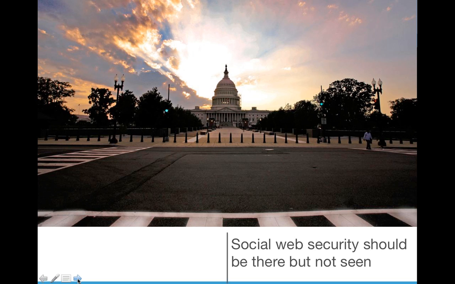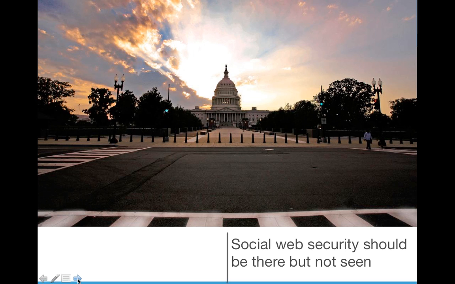And that's the way good social web security should be. It should be there, but it really shouldn't impact the relationship between the customer and you. It shouldn't get in the way of that relationship. It shouldn't be a barrier to that relationship. It shouldn't be a barrier to them getting good content, to really building out what it is you need them to see, and for them to see what it is you want them to see.